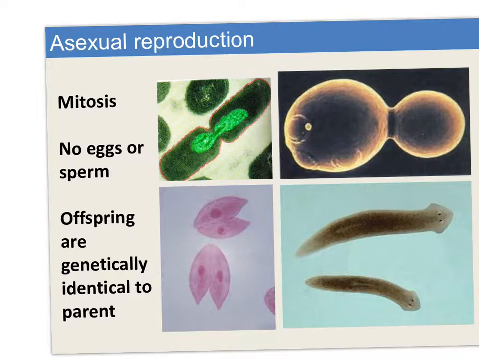On the top left is a bacteria splitting into 2. I'm not sure what it is top right. Bottom left are 2 single-celled intestinal parasites called Giardia, and they're splitting in 2. And then the planaria on the right, they're actually multicellular, but you can chop them up and they'll completely regrow themselves.